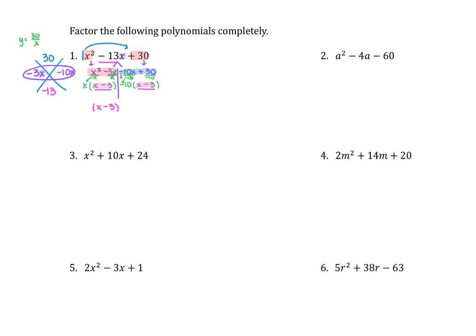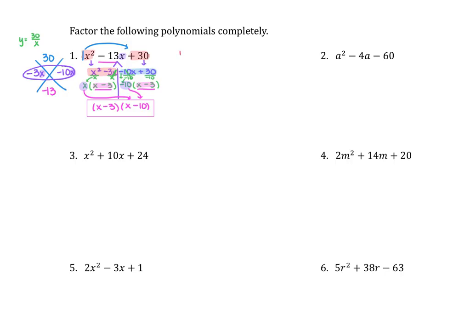Now I'm going to have a second binomial, and that is made up of what was left over that I haven't used yet. And that is this x and this negative 10. So I'm going to drop that x down and I'm going to drop that negative 10 down to create a second set of parentheses. This is my final answer. And what this is saying is that this is equivalent to what I started with.